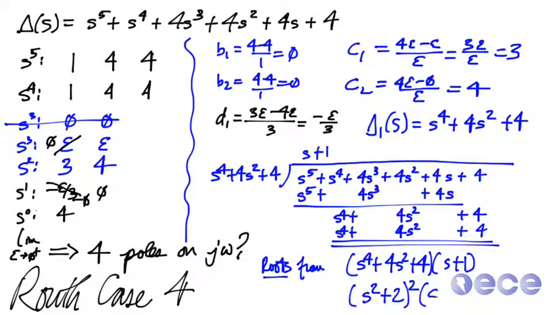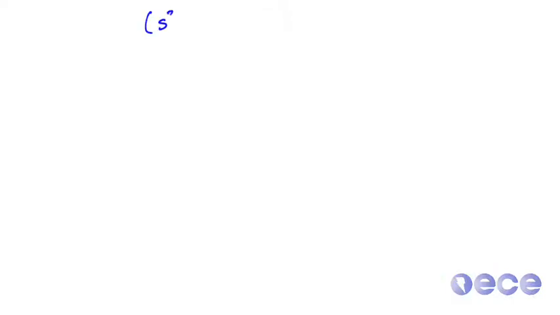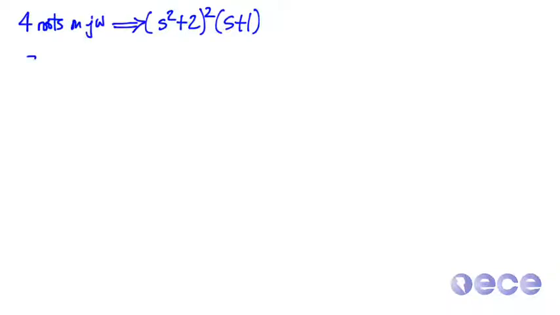So you can actually see, if you're good at factoring, that this turns out to be s squared plus 2, squared, times s plus 1. So we do in fact have 4 roots on j omega. So let's rewrite this again. 4 roots on j omega.